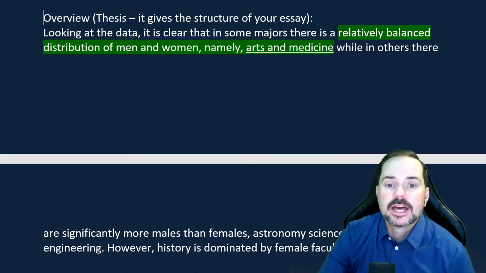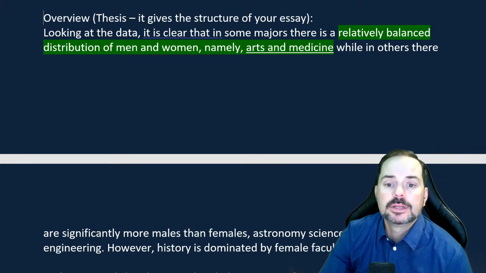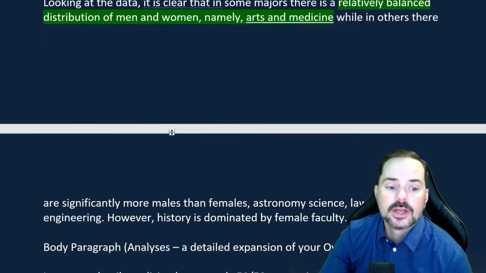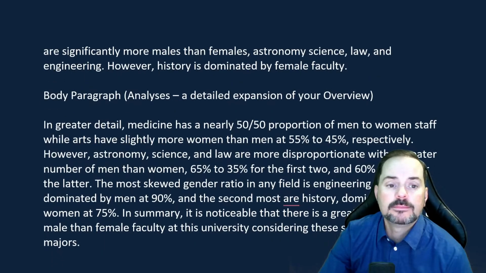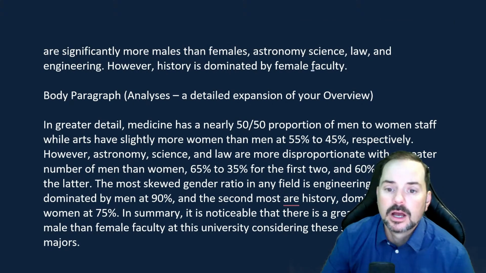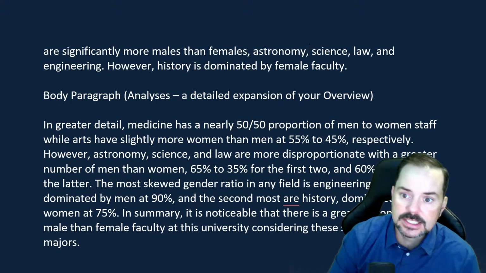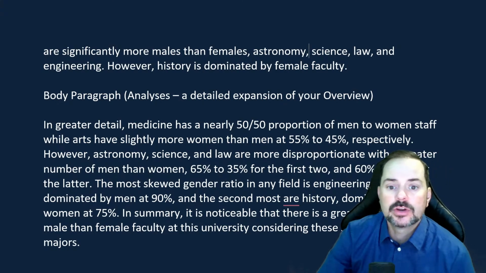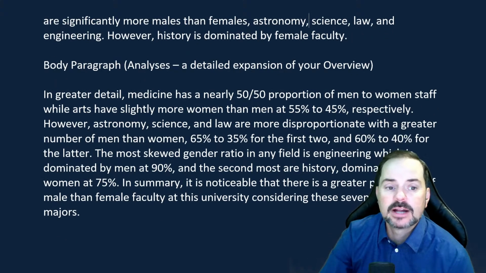Looking at the data, it is clear that in some majors there is a relatively balanced distribution of men and women, namely arts and medicine, while in others there are significantly more males than females: astronomy, science, law, and engineering. However, history is dominated by female faculty.